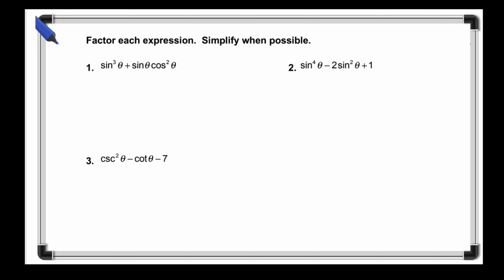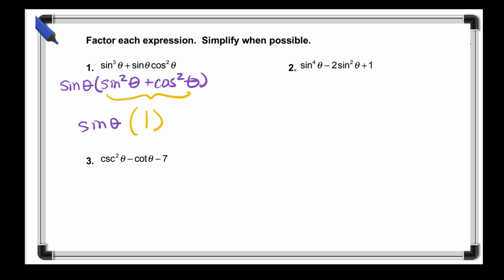So let's go ahead and look at factoring this expression and then simplifying when it's possible. The first thing that we'd like you to see is that you do have a common factor. That common factor between your two terms is sine of theta. If you were to take that sine theta out, you would get sine squared theta plus cosine squared theta. Well, we know that sine squared plus cosine squared equals 1. So sine of theta times 1 is just sine of theta.